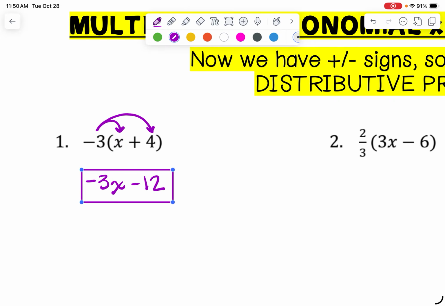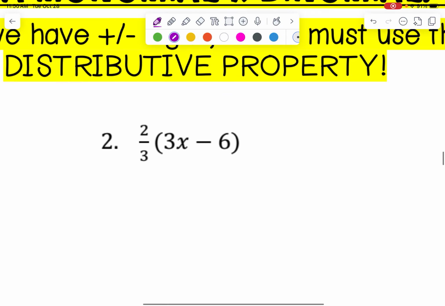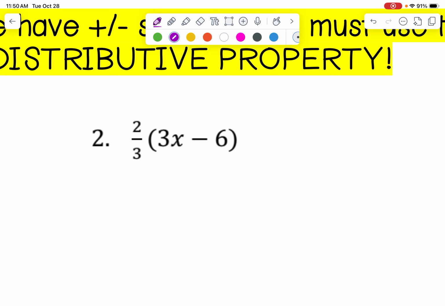Voila, that's all I got to do, right? All right, let's go to the next one. Again, this is all review. We've been doing this for a long time.